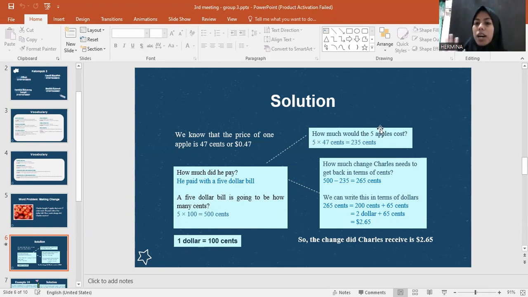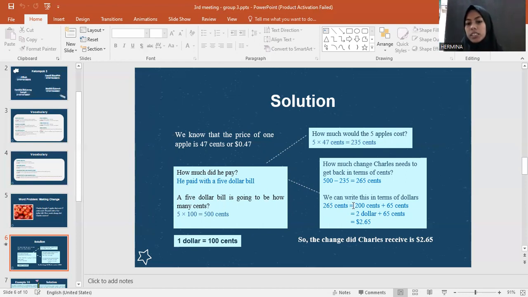How much would the 5 apples cost? Since 1 apple costs 47 cents, we're just going to multiply it again by 5. So 5 times 47 cents is equal to 235 cents. The next question is how much change Charles needs to get back in terms of cents. So $5 converted into cents becomes 500. So 500 minus the amount of 5 apples, 235, is equal to 265 cents.